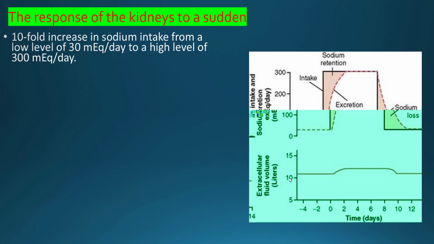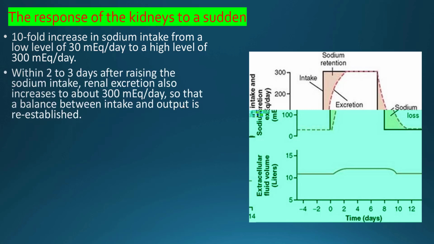The response of the kidney to sodium. When a tenfold increase in sodium intake, from a low level of 30 milliequivalents per day to a high level of 300 milliequivalents per day, is taken, within 2 to 3 days after raising the sodium intake renal excretion also increases to about 300 milliequivalents per day. A balance between intake and output is re-established.